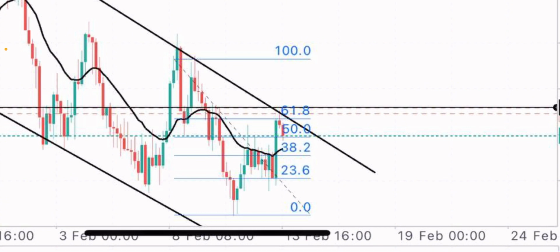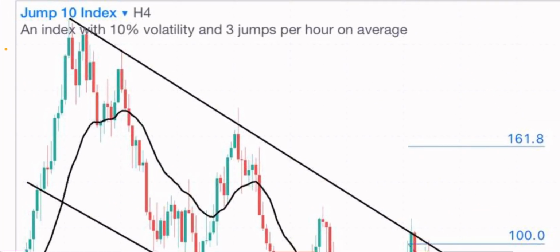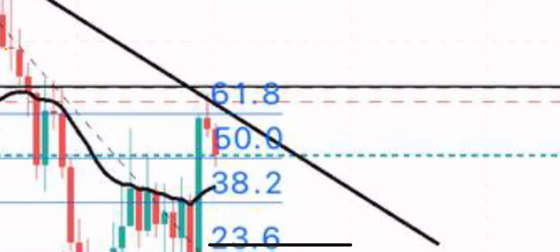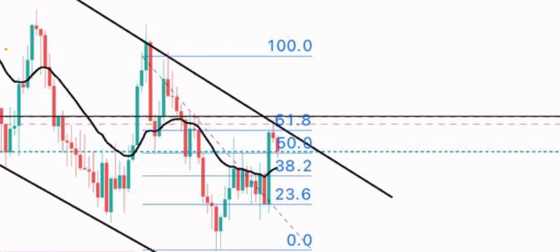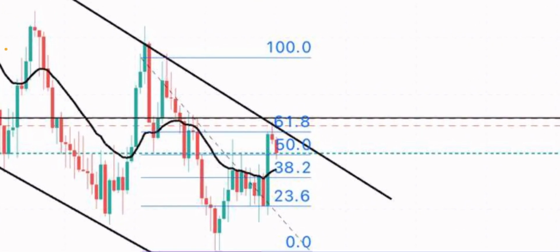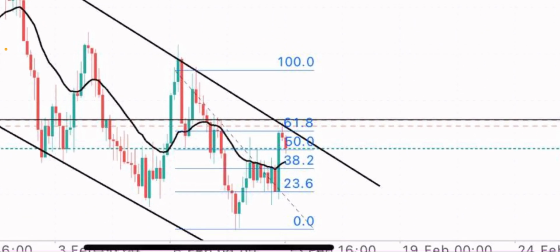The shooting star was formed on the 1 hour time frame. I think this is the 4-hour time frame, you can see. But even though a shooting star was formed here, on the lower time frame a shooting star was formed again. That's why I took the trade. So make sure before you make an entry, if you want to take your entry very early, you wait for confirmation from the lower time frame. This is how I took the trade.